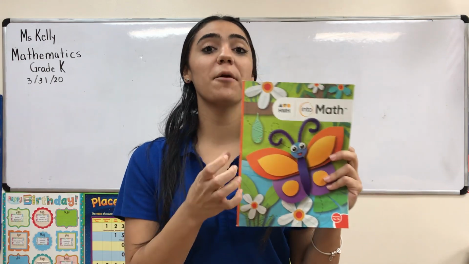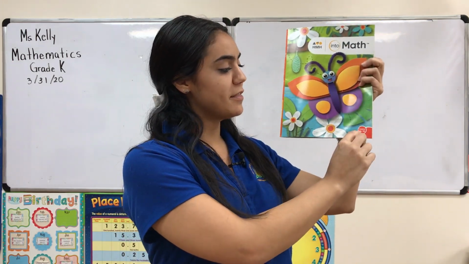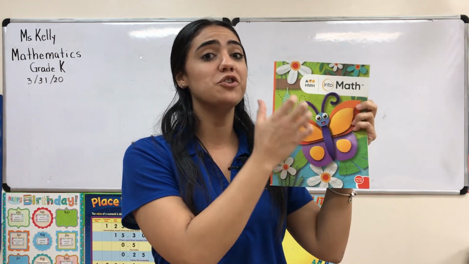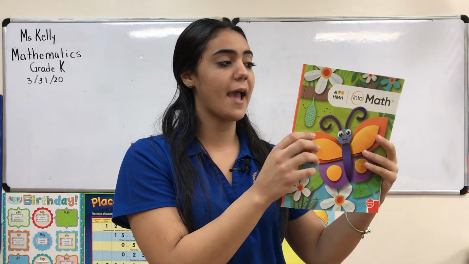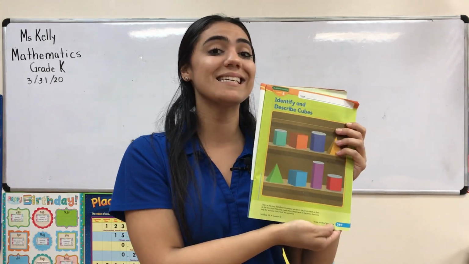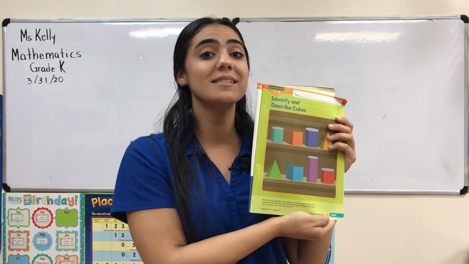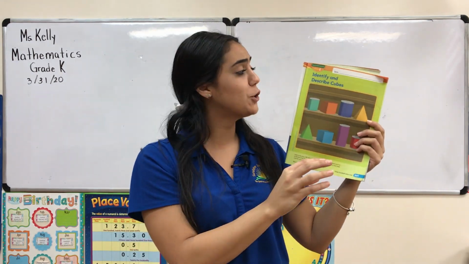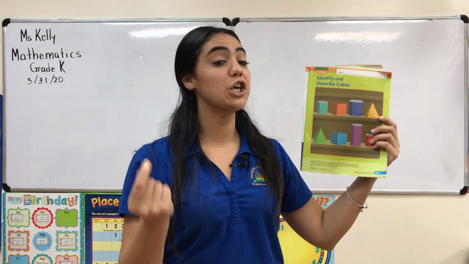We're going to be working in our math workbooks, and remember you are in the modules of 14 to 16. So this is going to be your new math book that we're working in, okay? If you turn to page 369, that's 369. We're going to be starting with our lesson 2, and we're going to identify and describe cubes.